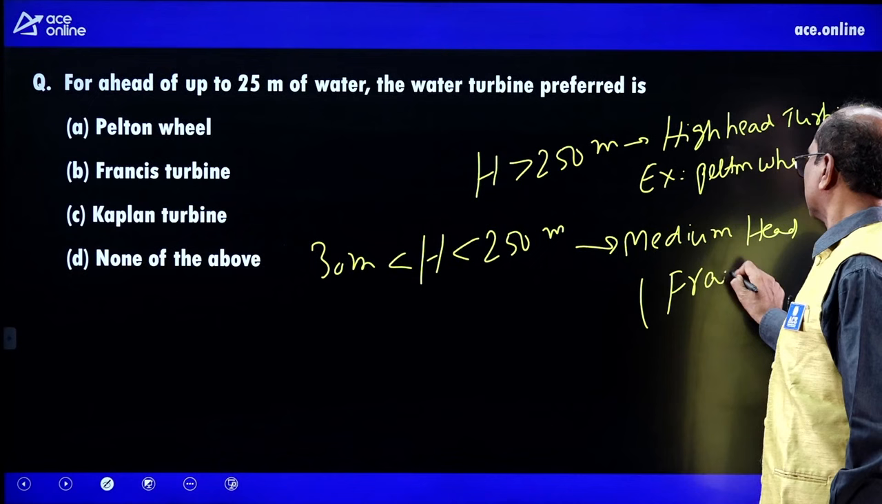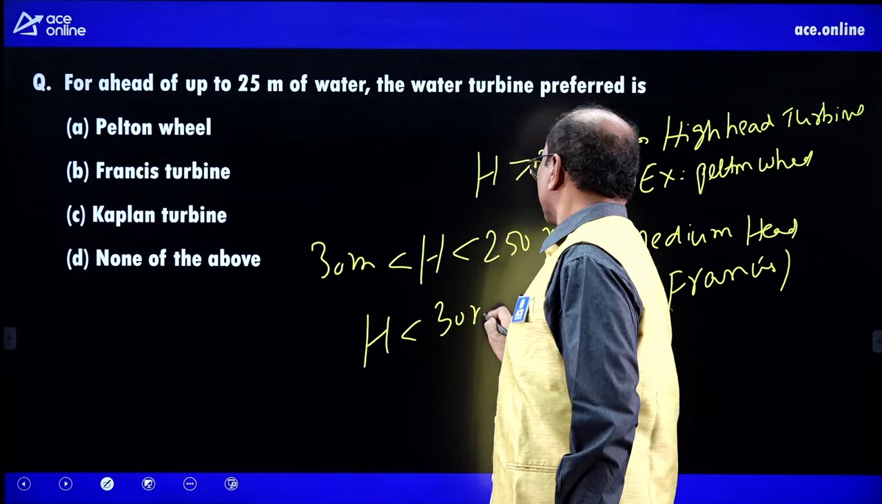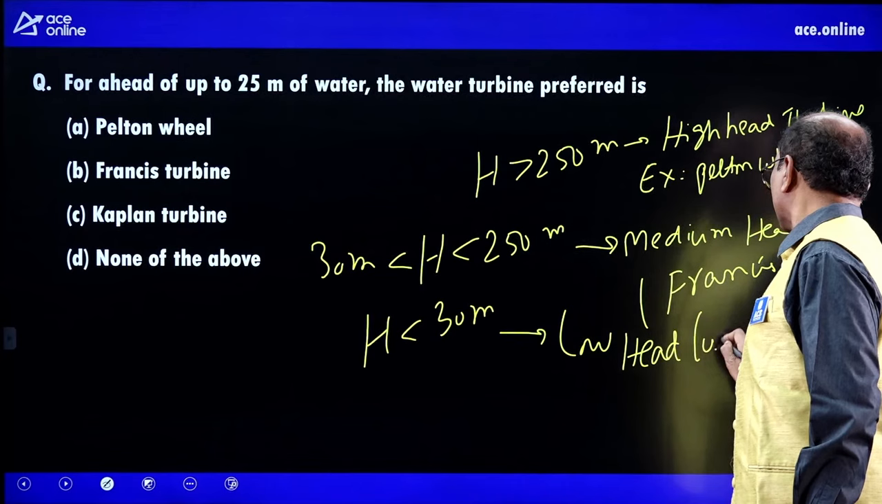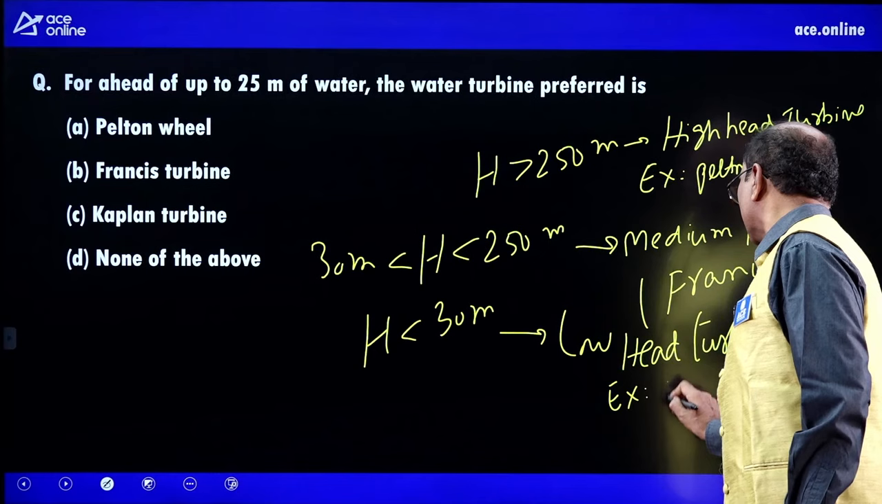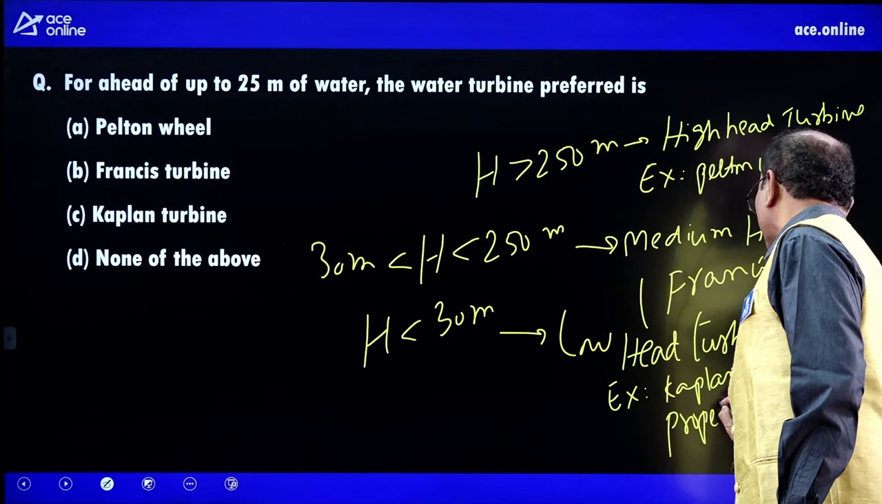Head less than 30 meters is a low head turbine. Examples: Kaplan turbine, propeller turbine.